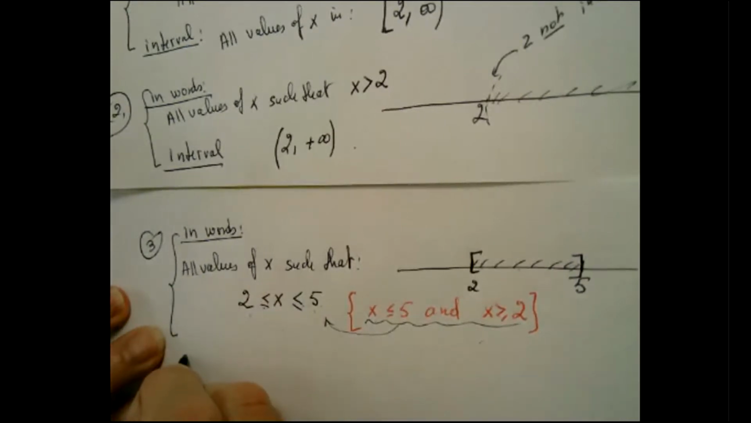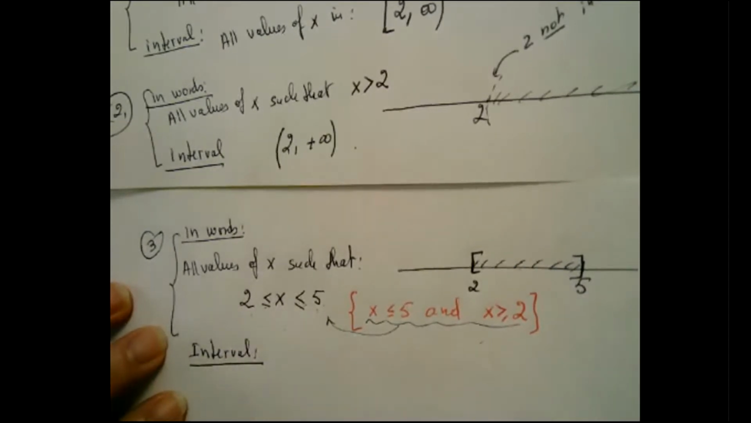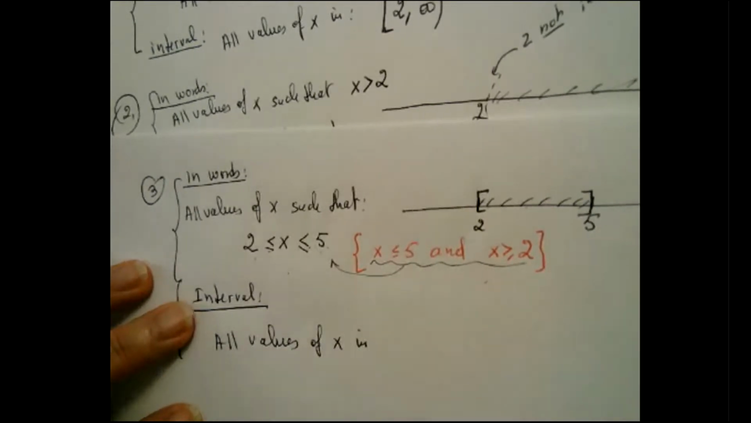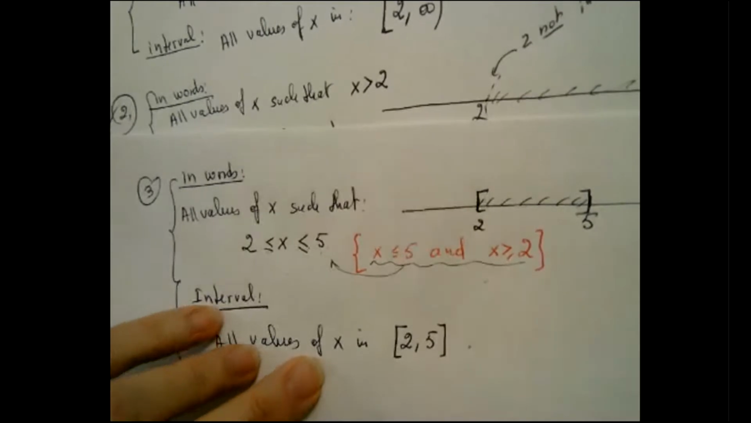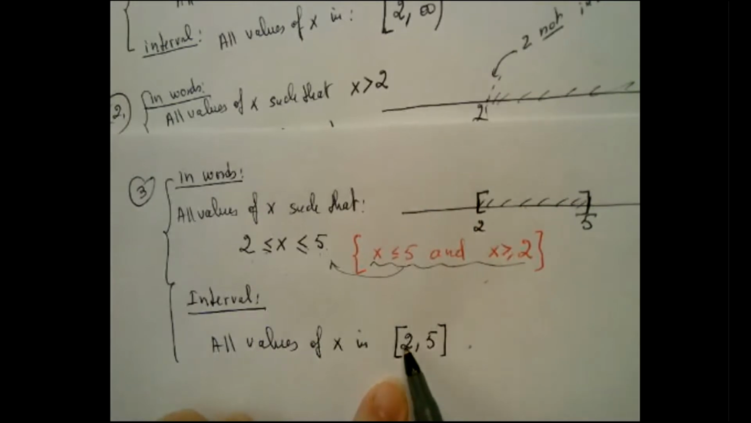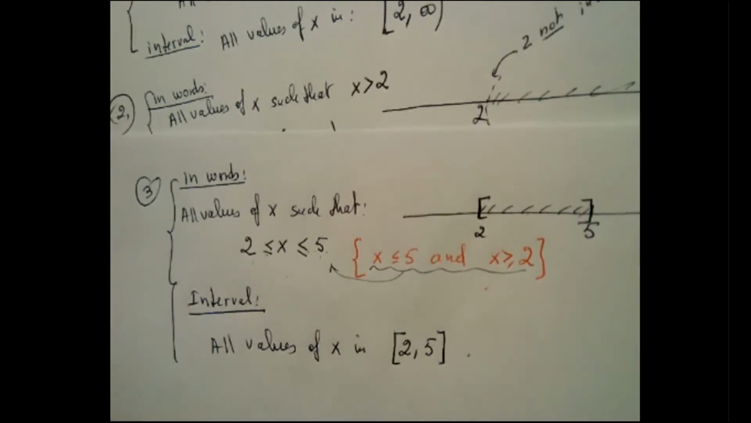Now in interval notation. It's very easy for that. To write an interval means all values of x in the following interval. Closed bracket, 2, comma, 5, closed bracket. So this notation, 2, 5, means everything between 2 and 5, 2 and 5 included. So these are the basic notations, and we're going to have, of course, variations of that.